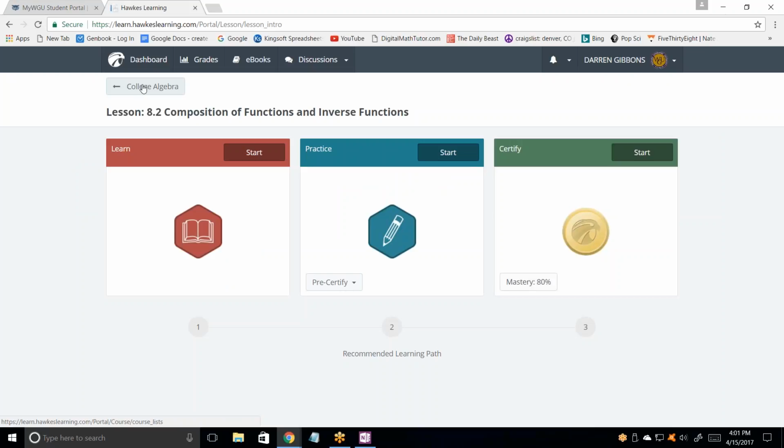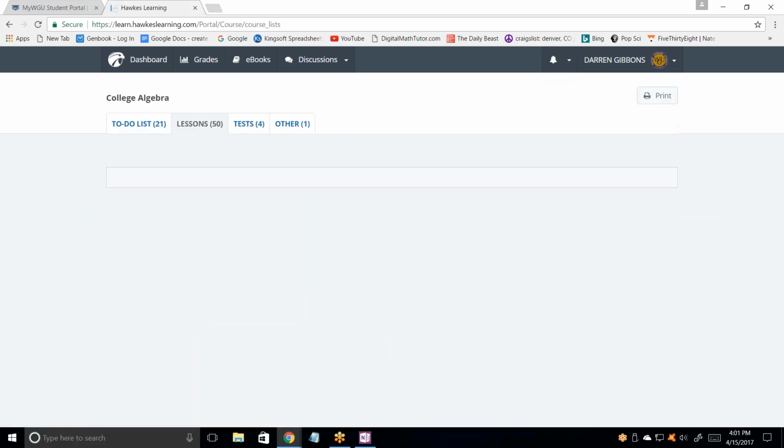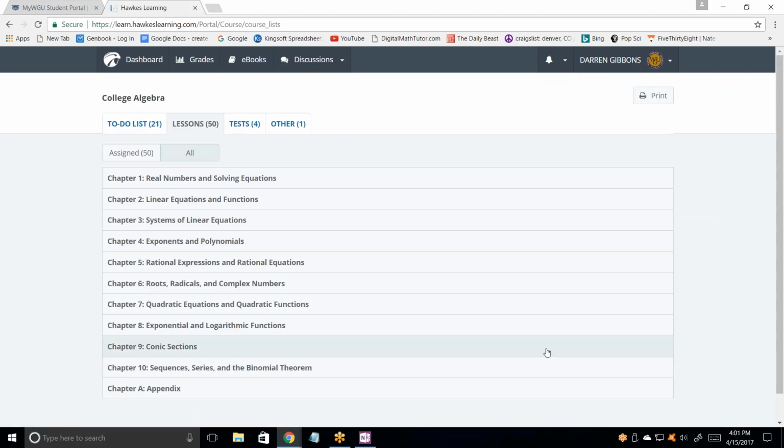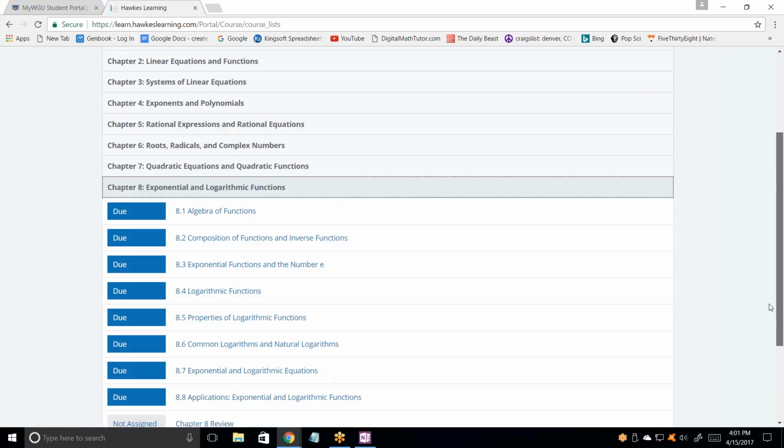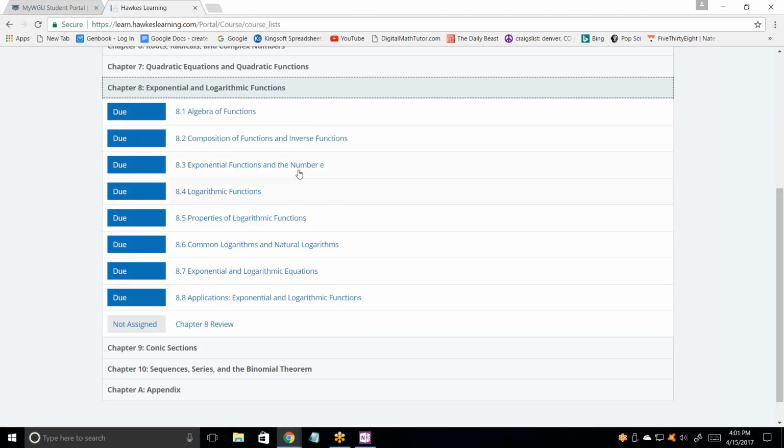Hey, let's go back to college algebra. Let's just see what's left here. Okay. And then number 8. Then scroll down. Okay, let me have a look at this. We pretty much covered 8.2. 8.3, not that hard. Logs.